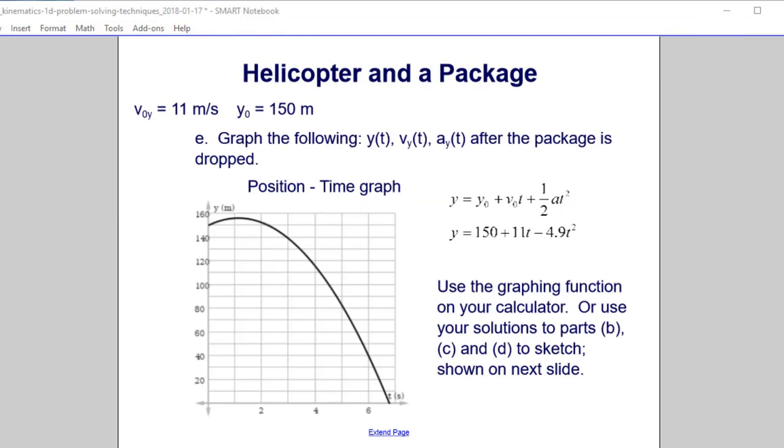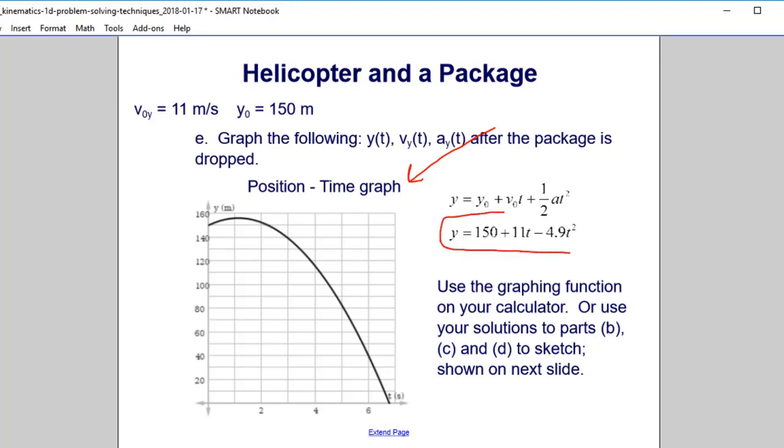Now we're going to graph position, velocity, and acceleration after the package is dropped. We'll start with the hardest one. And again, if you're strategizing on an AP exam, probably start with acceleration. Because what is the acceleration? It's constant, isn't it? So you'll at least get those points. You can either use the graphing function on your calculator, or what I did on this, of course you can't do this during the exam, I used this online website called graphfree.com, which is pretty cool, and it graphed that for me.